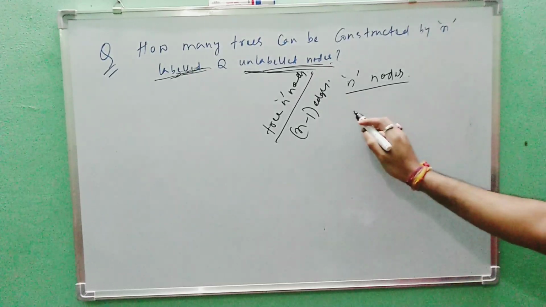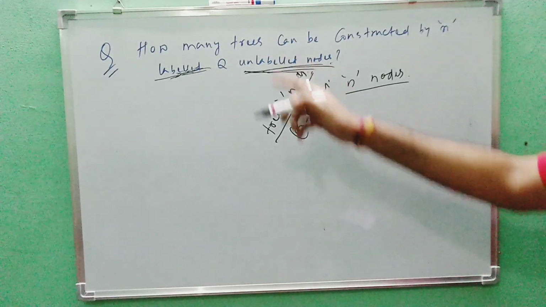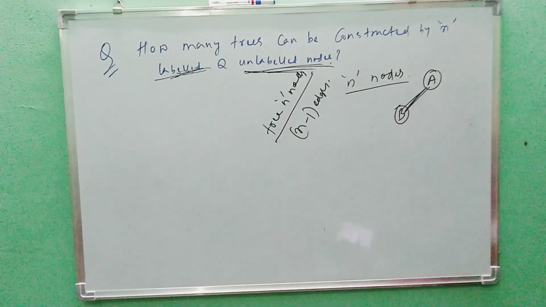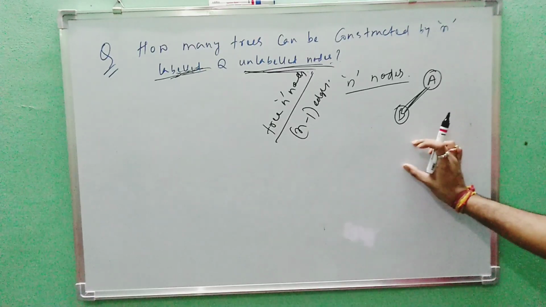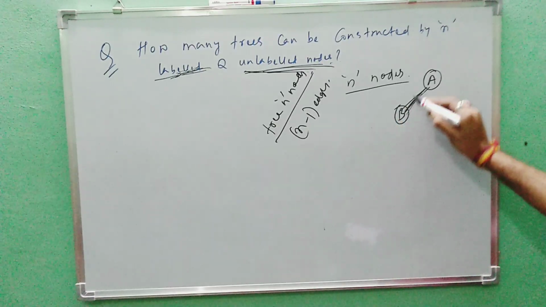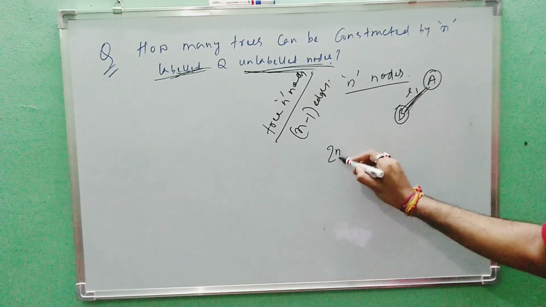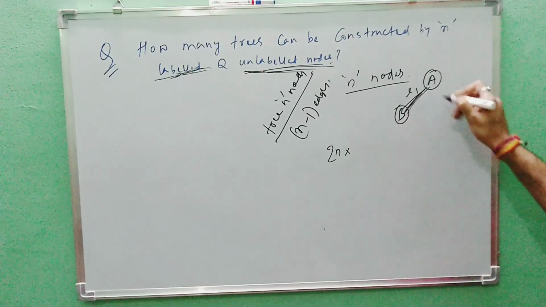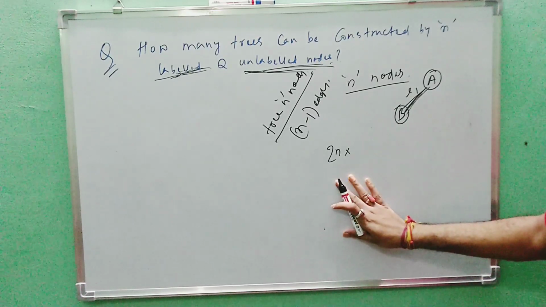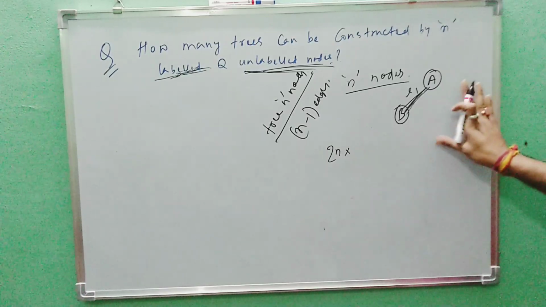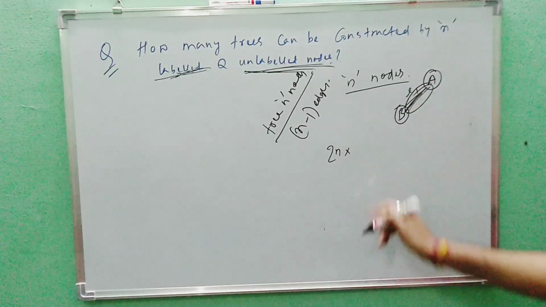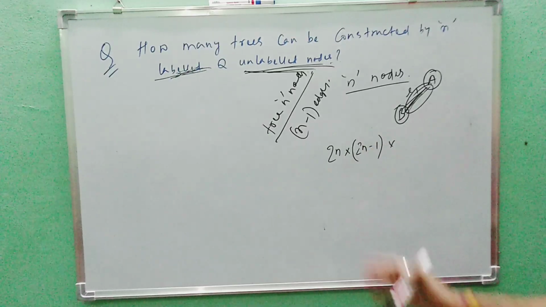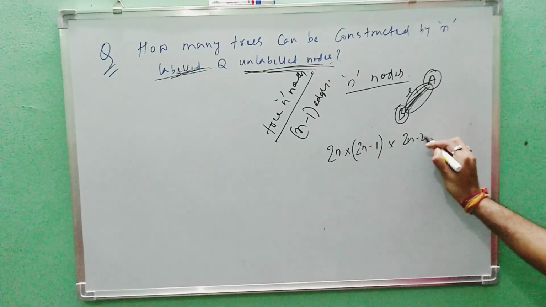So when the first edge is drawn in case of labeled, let's say A and B this way, how many possibilities are there for the first edge E1? It is 2n. There are 2n possibilities. In this way, when the second edge is drawn, how many possibilities are there? The second edge has all the possibilities available except this edge, because this has been drawn. So how many are available to it? 2n minus 1. When the third one is drawn, it is 2n minus 2.